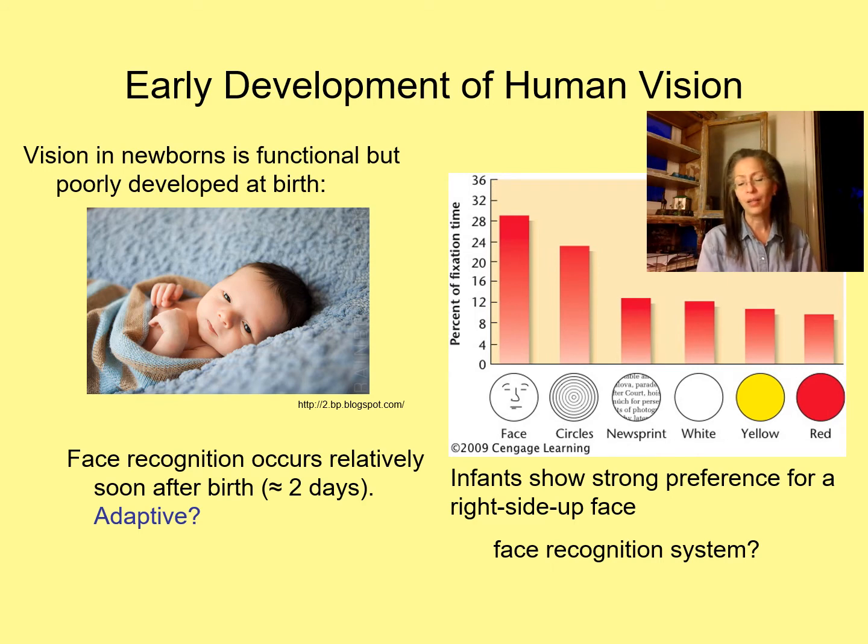But anyway, on this slide, what it shows beneath the graph is that infants show a strong preference for a right-side-up face. So they can show infants lots of other figures, but the infants will stare longer at a face. And even though it says that their ability to perceive faces usually kicks in at about 2 days, you don't have to worry so much about that, but just know that very early on infants are processing faces.